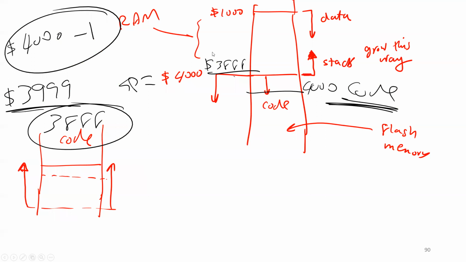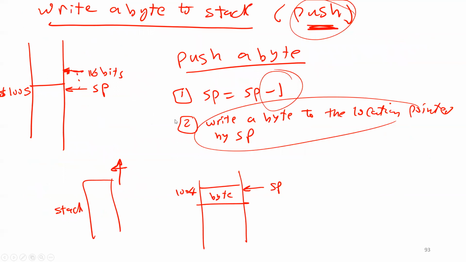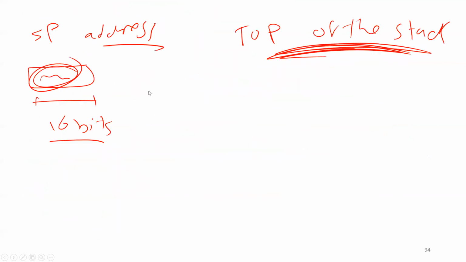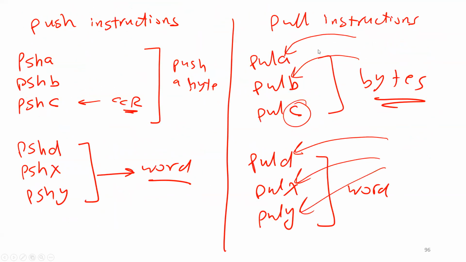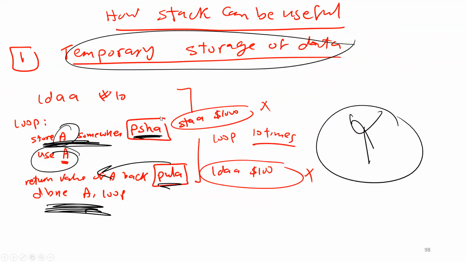Also, I told you now, the memory is gonna be divided among your data, your stack, and also your code, okay? I explained how it works. I explained also the instructions here. I explained that in order to implement this idea, I need a pointer. This pointer is a stack pointer. So we have a special register to implement the stack. We call it a stack pointer.